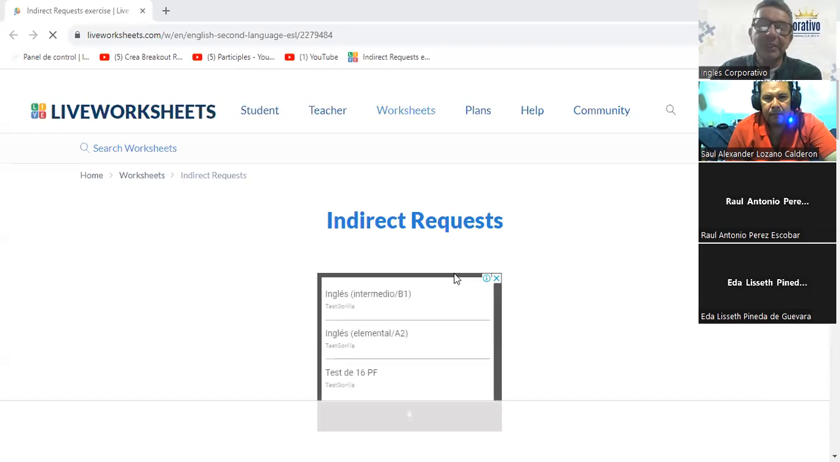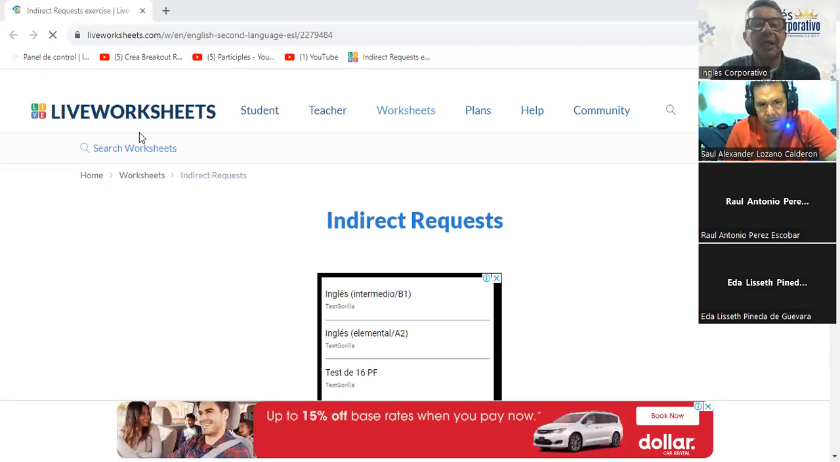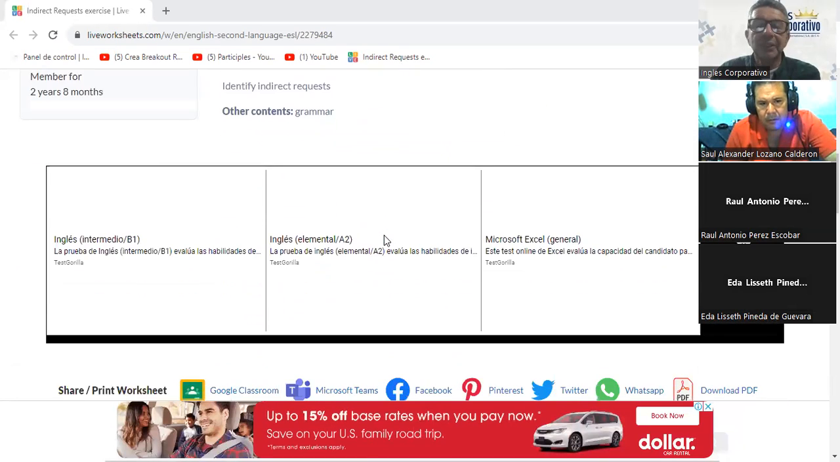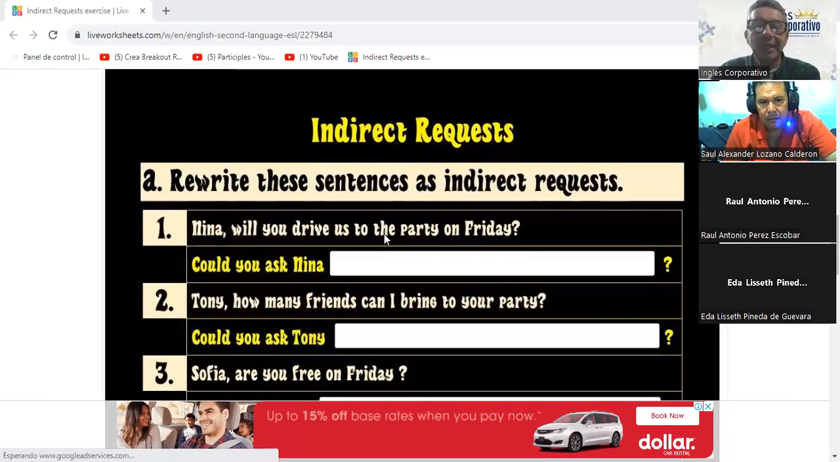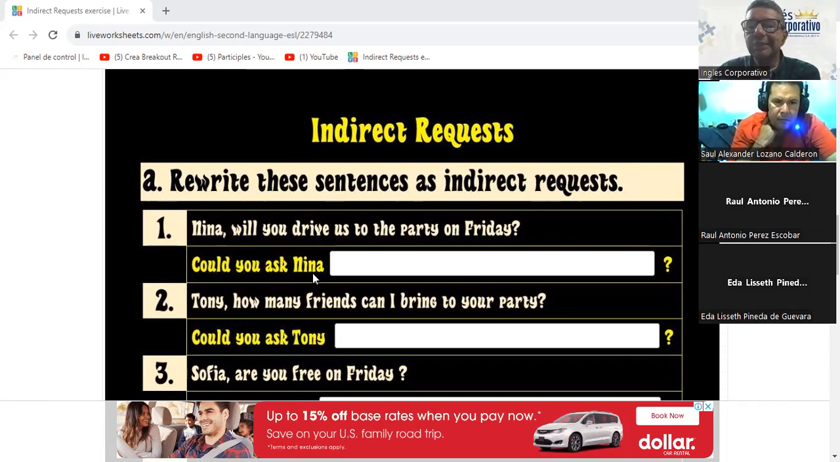Okay, I'm going to send it to your WhatsApp, and you will get to Live Worksheets. In the request section, you scroll down and you see it over there. It says, Nina, would you drive us to the party on Friday? And it says, would you ask Nina... what would be the request over there? Drive us to the party. Okay. Could you ask Nina to drive us to the party on Friday?